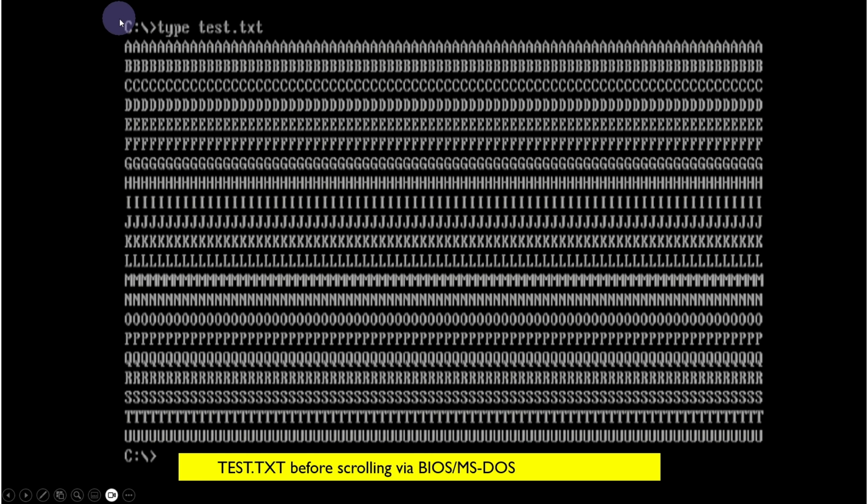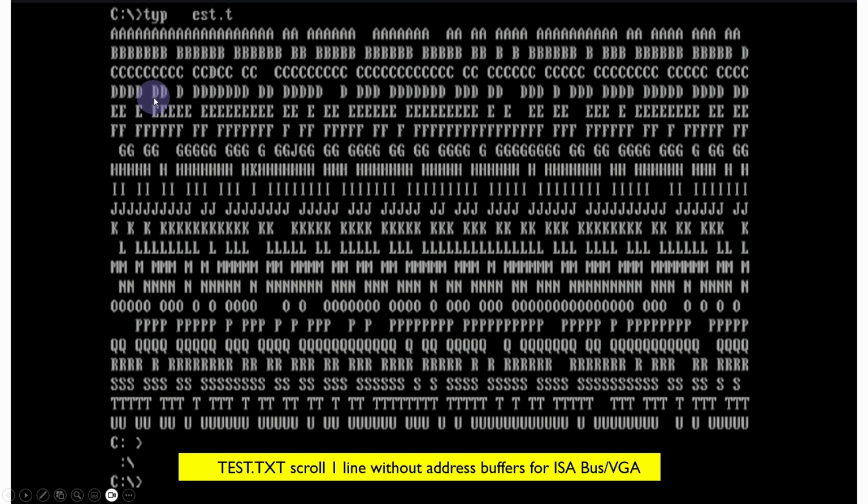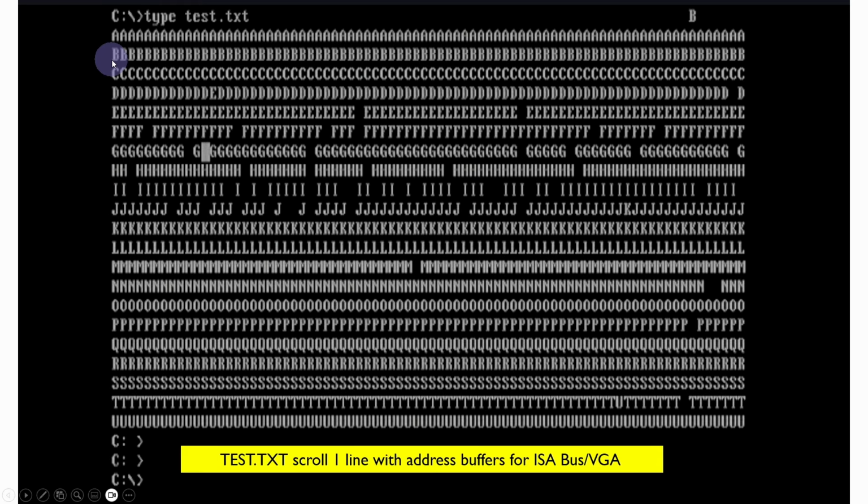What I've done with this test.txt, which is the before, what was happening originally, I was getting a lot more of these problems. You can see there's an awful lot more characters missing and not being done correctly. This was before I added some extra buffering on the ISA bus card. What I did was add some address buffers between the main system bus and the video card, and this has improved it quite a bit. However, it's still not quite right.